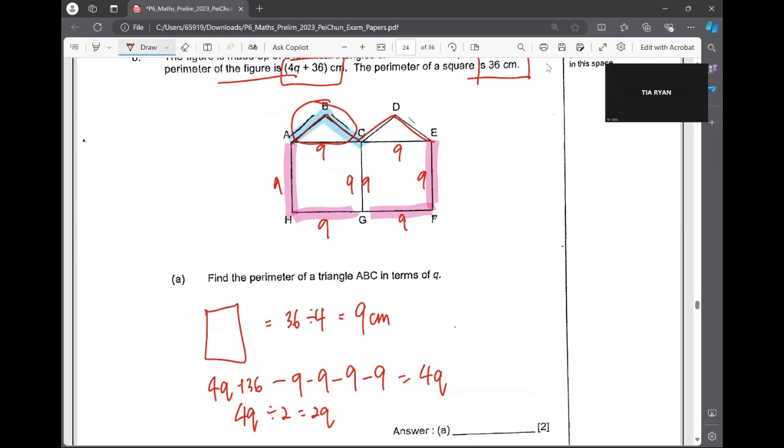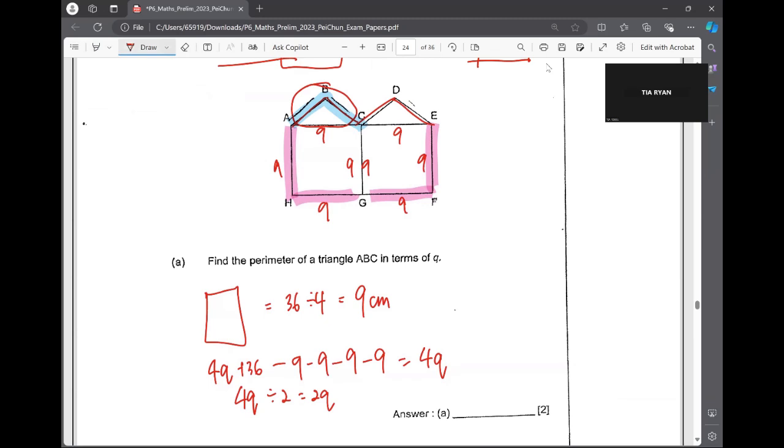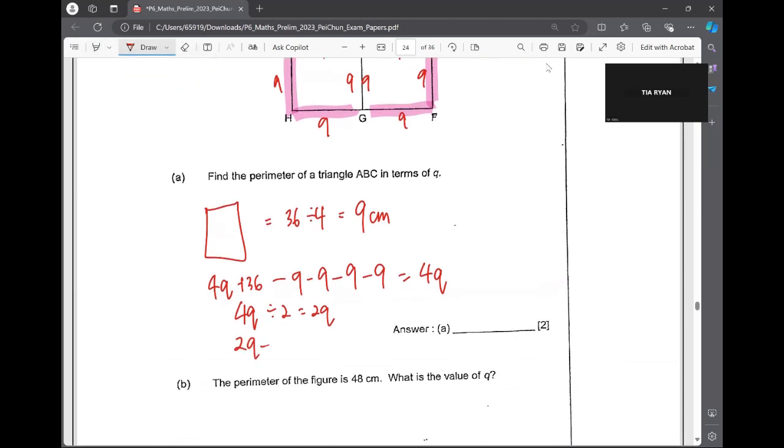This is 2q. And how do I find the perimeter of the triangle? I just have to add the 9 below. So it's 2q plus 9 cm, and that's my answer to this question. Remember to write a bracket if there's a unit.